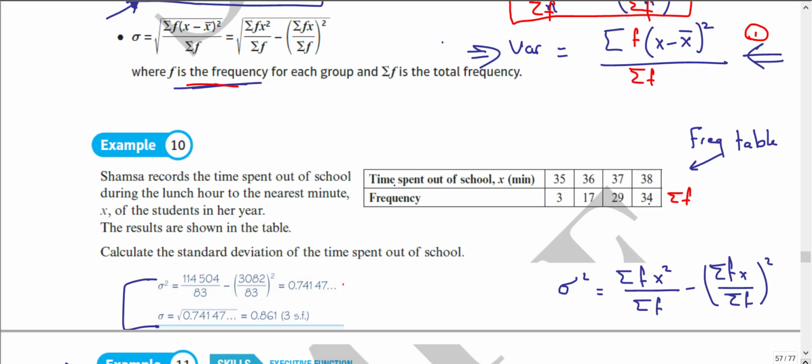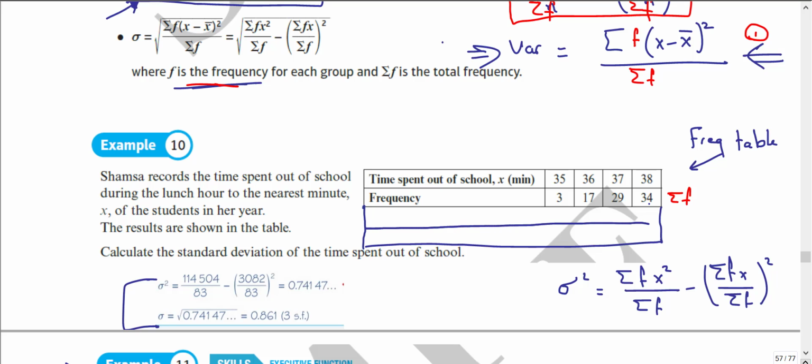So in this question, we have a frequency table. So we add another column, another 2 rows, I mean. This is x, this is xi. So what to do next? We do x squared, and then we do fx squared. x squared means square this, square this, square this, and square this.